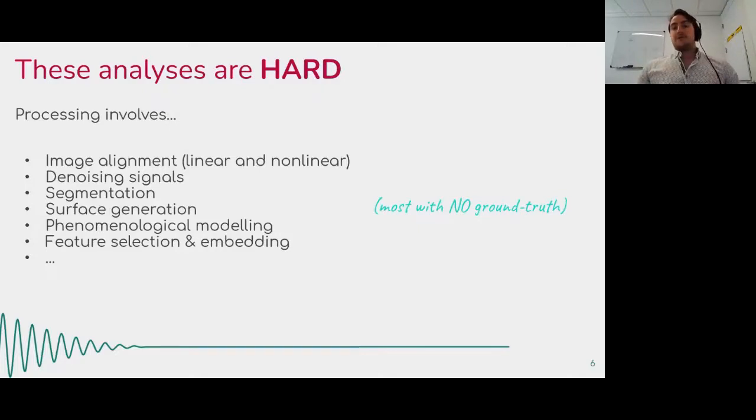And, involved in the processing, we have image alignments, both linear and nonlinear alignments. We have different types of denoising depending on the data you're collecting. We have segmentations, we have surface generations. You're sometimes modeling different types of phenomena, including heart rate effects or breathing effects, or actual brain activity effects. Then there's also things like feature selection and embedding that end up going into the processing of this data before you do some downstream analysis. So there's lots of different complicated steps.